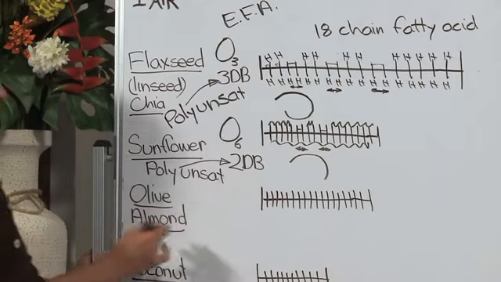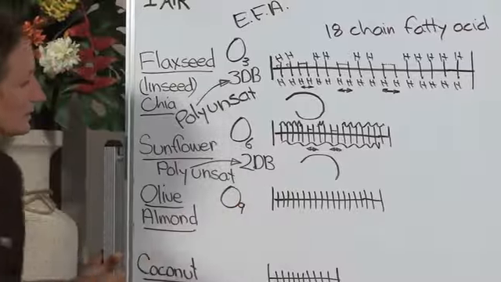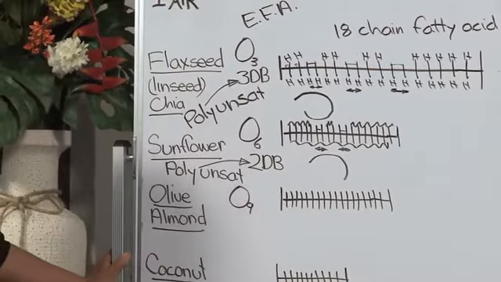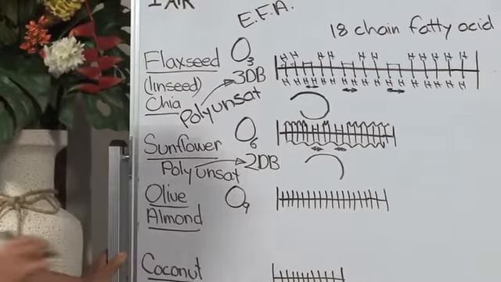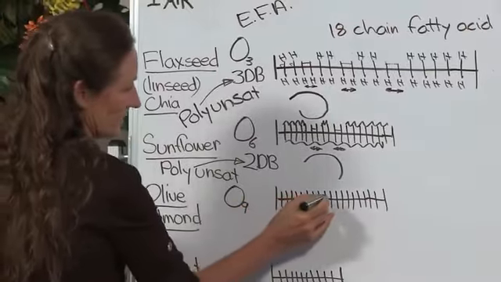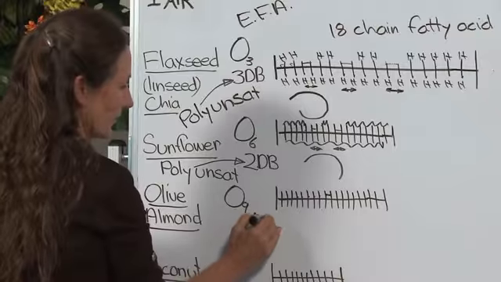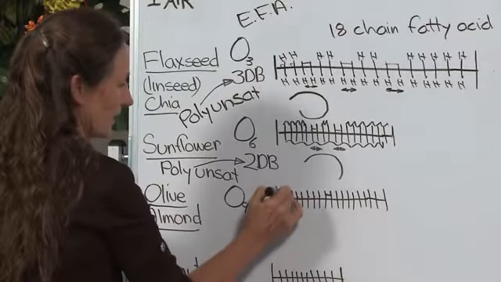What about olive and almond oil? They are high in omega-9. 9 indicating the position on the fatty acid chain of the first double bond. 1, 2, 3, 4, 5, 6, 7, 8, 9. There's our double bond there. And there is only 1 double bond in olive oil and almond oil.